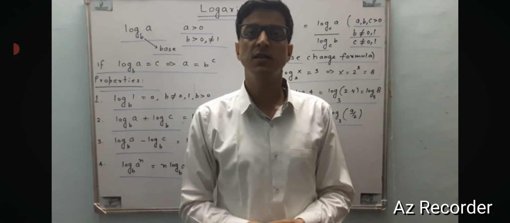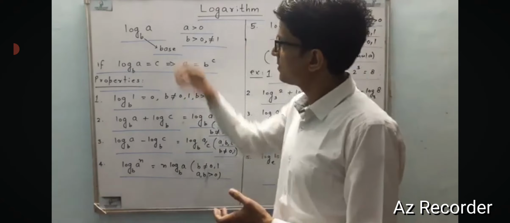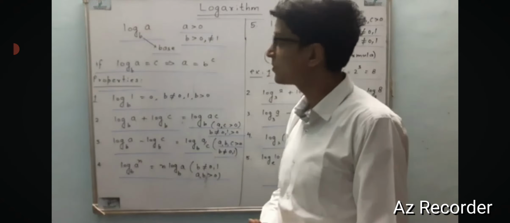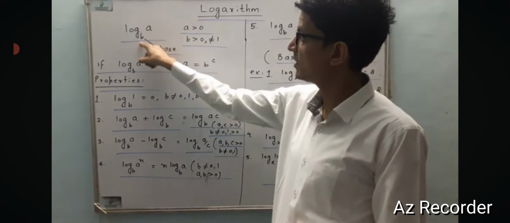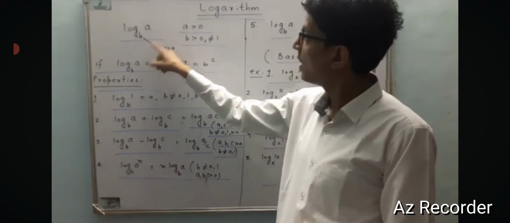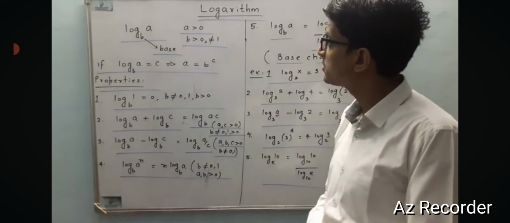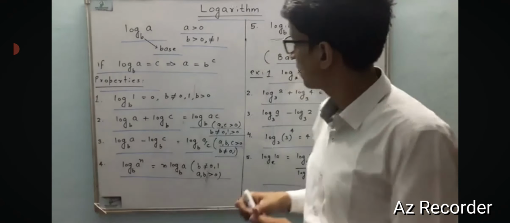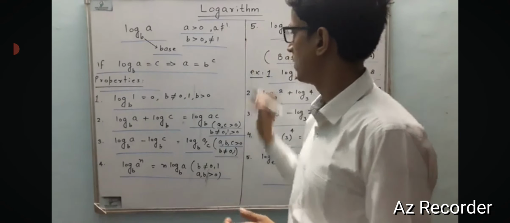Today let's discuss logarithms. So a logarithm is an expression like log a to the base b. It is pronounced as log a to the base b. The term which is downward is called the base. Here the domain for a is that it should be positive, and it should not be 1 also. A should not be equal to 1.